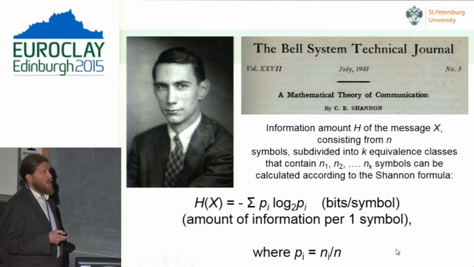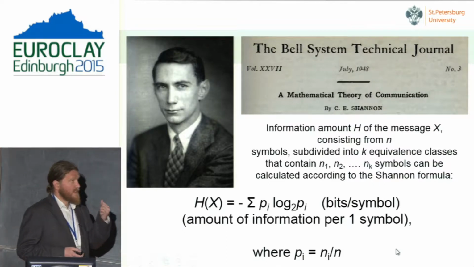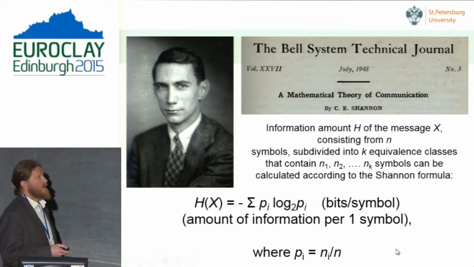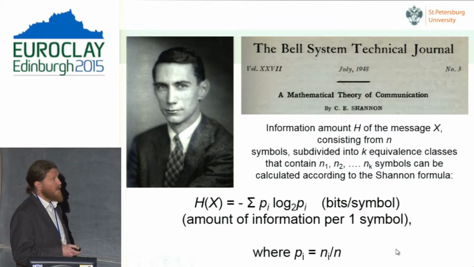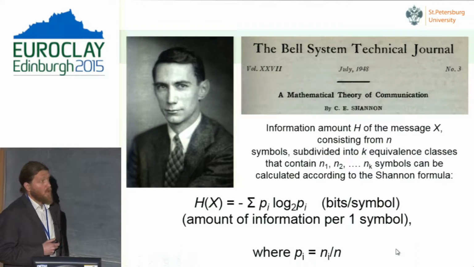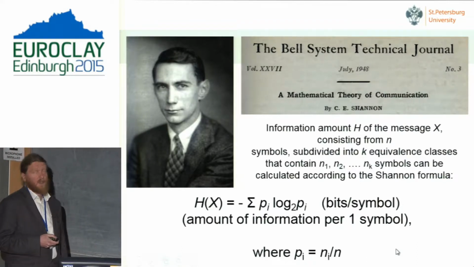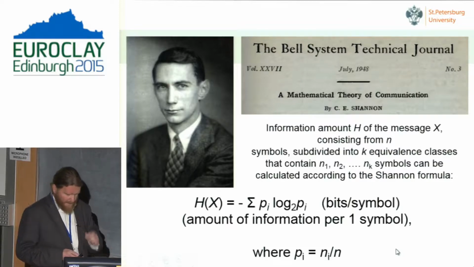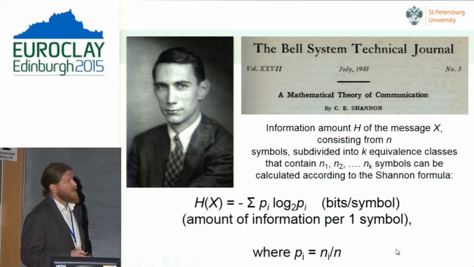So here, Py is the probability of occurrence of a particular symbol in this message. The calculation is very simple: you take the number of these symbols in a message and then divide it by the number of all symbols in the whole message.